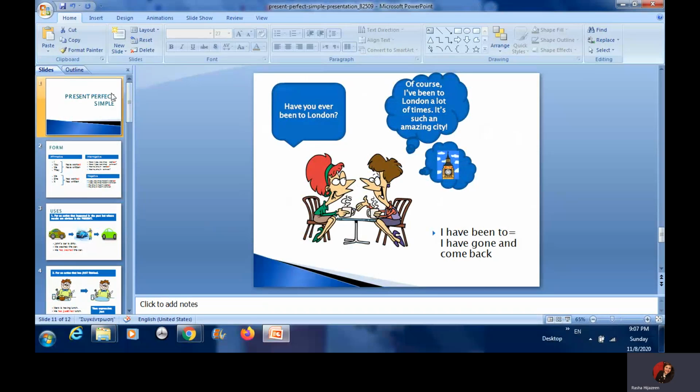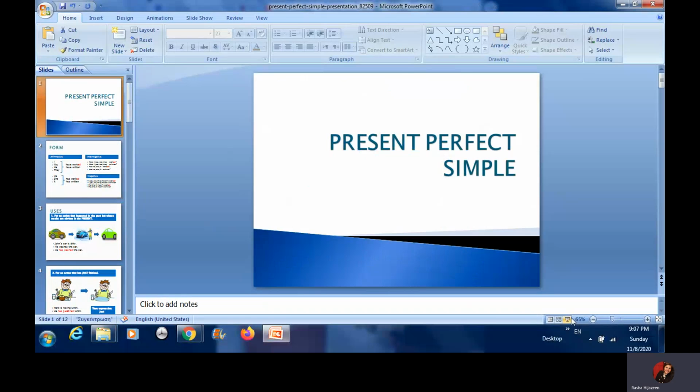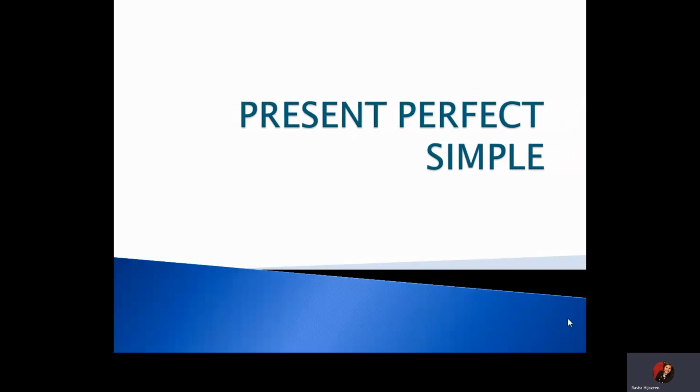Good morning, students. Today, we are going to continue the tenses. You remember, we talked about simple present and present perfect. Today, we are going to continue the present tense, and we'll start with present perfect simple.